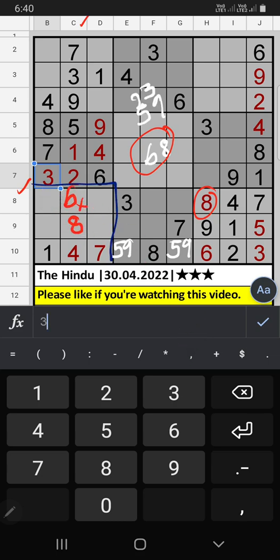7th grid 4 numbers are remaining: 2, 3, 5, 9. 9th row we have 5 and 9, so 5 and 9 can't come in these cells. It will come in one of the 2 cells. Column D we already have 9, so 9 can't come in this cell. 9 is confirmed here. Then 5 is here. Then only 2 numbers are remaining, 2 and 3. Column B we have 3, so 3 can't come in this cell. 3 is confirmed here. Then 2 is here.